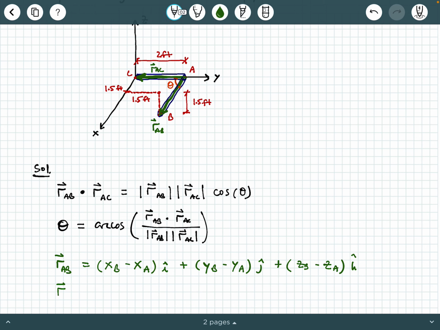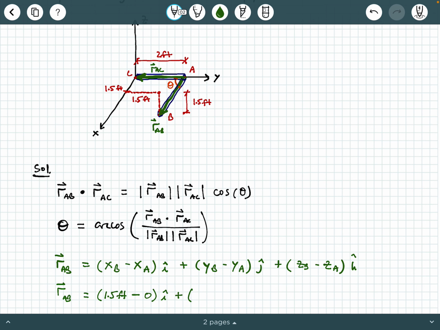Okay, so R_AB. What is X sub B? Well, I'm looking at point B, and its distance from the origin is 1.5 feet. Remember we said that point B projected up in the XY plane is going to be 1.5 feet away from the origin. So that's going to be written as 1.5 feet. And then minus X_A. What's the X coordinate of point A? Well, that's along the Y-axis, right? So that's just going to be minus 0, and we'll have an I there.